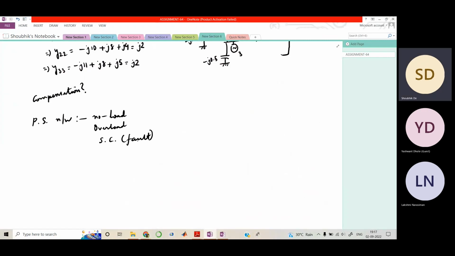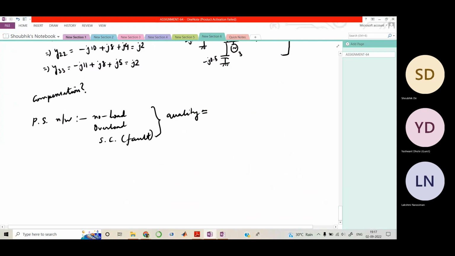So now in each of these conditions, the desired outcome would be that the quality of the power system is maintained. Now quality means your receiving end voltage and also your power factor. These two things are maintained.